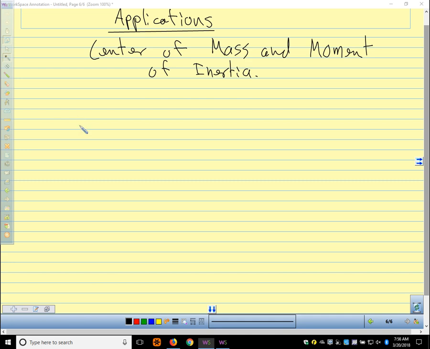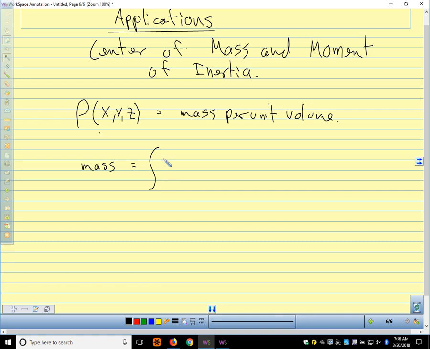So here we're going to say that rho of x, y, z is mass per unit volume. For planar lamina, we said rho of x, y is mass per unit area. And using triple integrals, our mass of a solid region is going to be the triple integral over our solid region of rho dV. So there's one interpretation of the function that can go in your triple integral. It could be a density function.